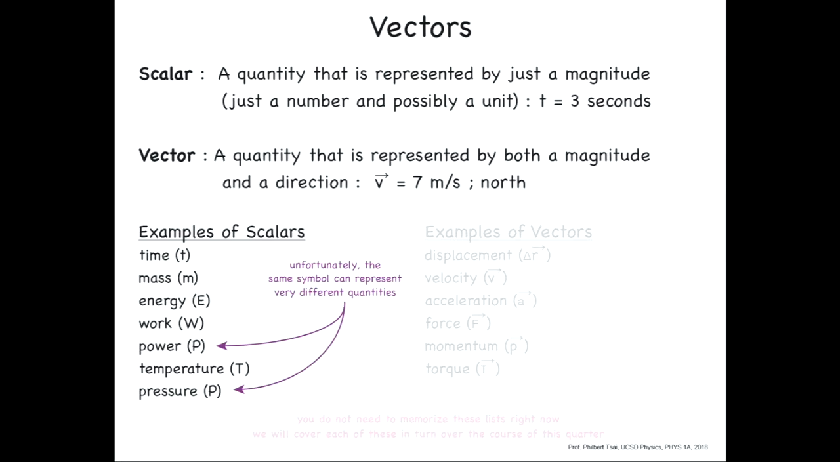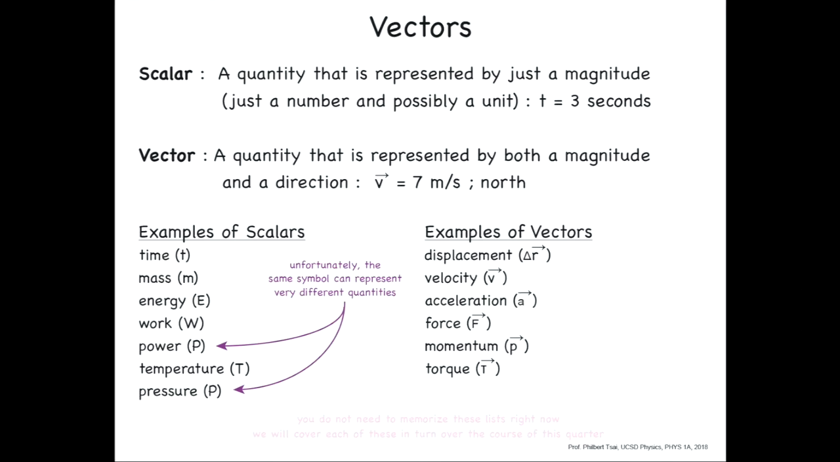But then there are vector quantities that have direction, and I already talked about this because the slides were out of order. I apologize. The vector quantities that we're going to deal with this quarter are things like displacement, velocity, acceleration, force, momentum, and torque. Torque is a kind of rotational force. And don't worry, you don't need to memorize this list right now.